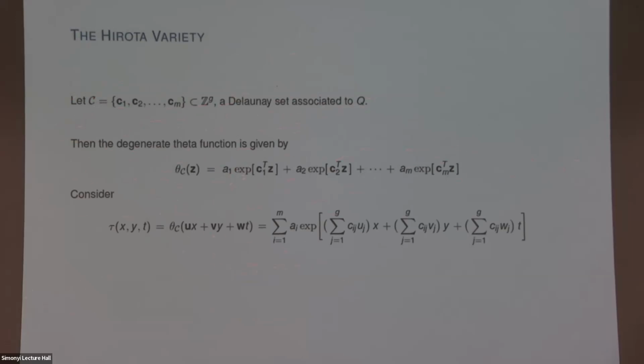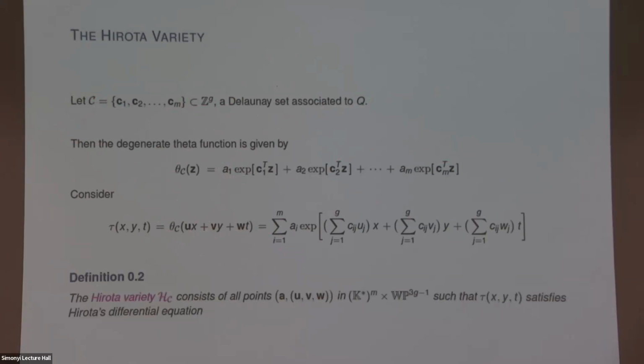And then I can pull out all of my unknown parameters, so these A's, U, V, and W's, and look at all such points in this product space such that the resulting tau actually gives us a solution to the KP equation. And the space is called the Hirota variety. So every point in the Hirota variety corresponds to a tau function, which is a solution to the KP equation.